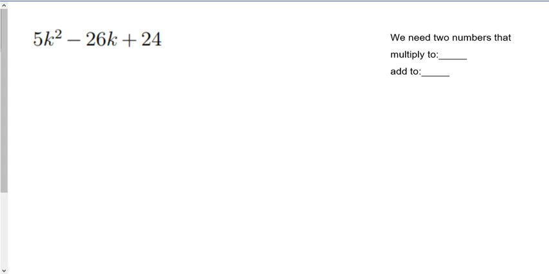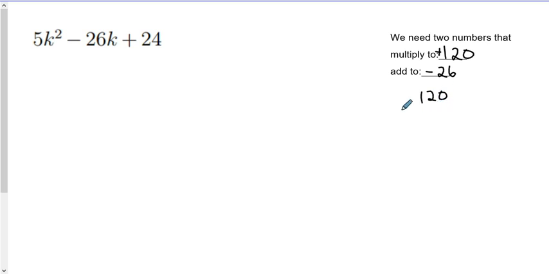So we have 5k squared minus 26k plus 24. Again, we want to find two numbers that multiply to 5 times 24, which is 120. So we want two numbers that multiply to a positive 120 and add to negative 26. All right, so from here, we're going to make our factor tree for 120.